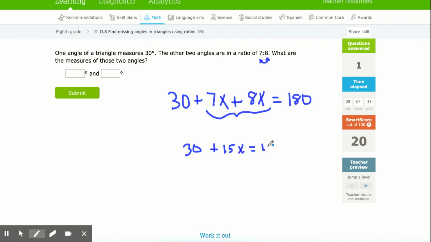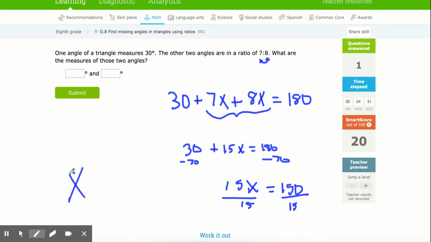equals 180. Then I subtract off the 30 from both sides, so I minus 30, minus 30. That gives me 15x equals 150. Divide by 15 on both sides, and I get the value of x is 10. Now remember, that's not the angle measure. That's the value of x.